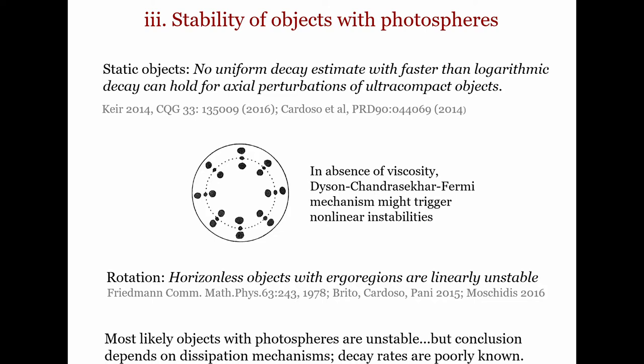This is nonlinear. If you add rotation to a very compact object, you're going to do exactly the same thing that you do with Kerr. You're going to produce ergoregions, okay? The problem with ergoregions is that they have negative energy states there, okay? And let me tell you why this is a problem. If you throw a wave into a Kerr black hole, the wave is going to enter the ergoregion. It has a negative energy there, okay?